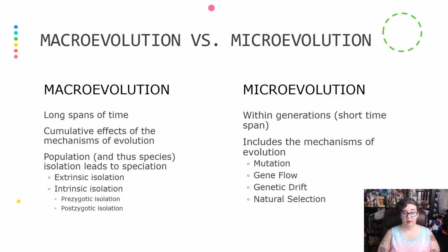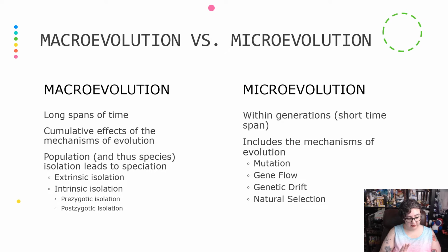Macroevolution is what we talk about when we're talking about speciation. How do we get new species? And this is occurring over a very long time span. So the major difference here between microevolution and macroevolution is time and how much time has passed, right? Macroevolution is the cumulative effects of microevolution, of those mechanisms of evolution. And today we're going to talk about that. So essentially, how do we get new species?